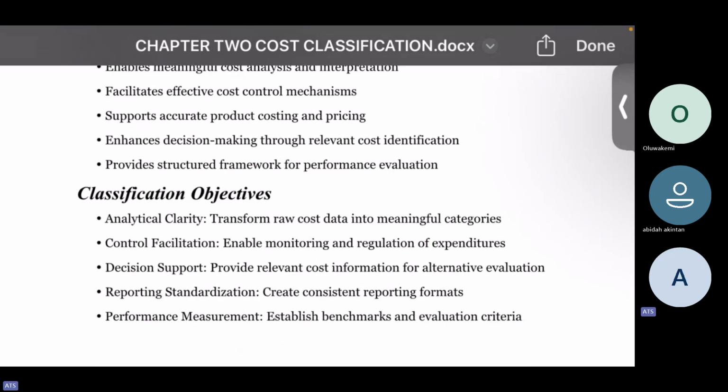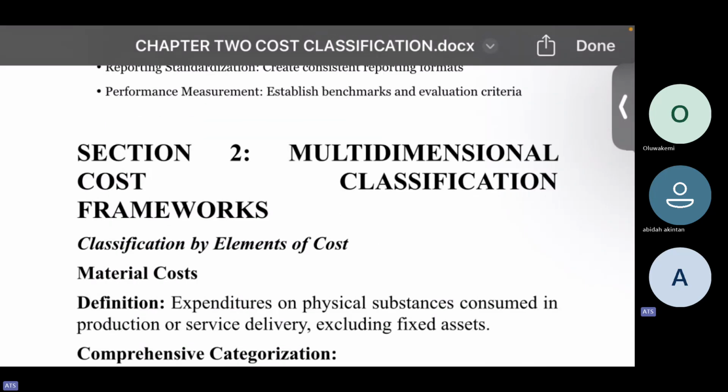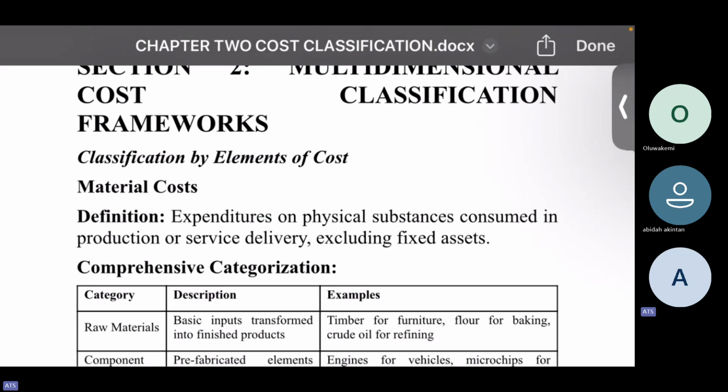Now, let's talk about the classification categories. There are a lot of categories by which we classify costs, and the first one is according to element of cost. When you classify according to elements of cost, it means you are classifying by the things that go into a product, the things that make up a product. When you look at different products, either a product or a service, there are things that come together to make it.